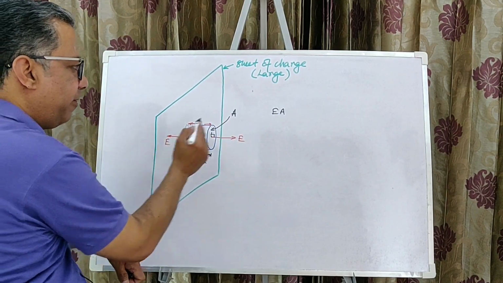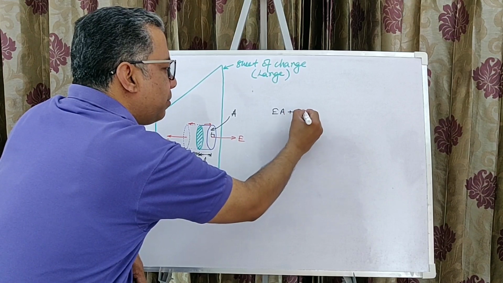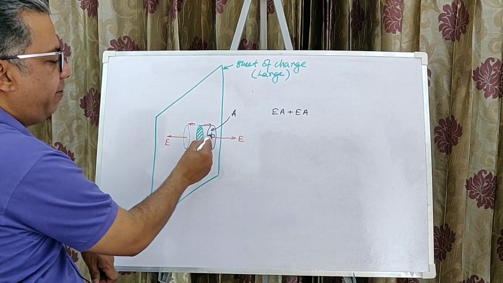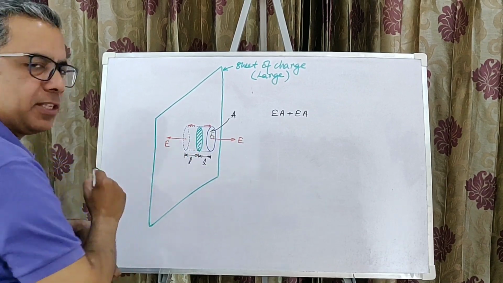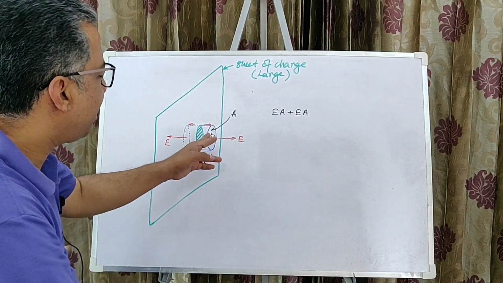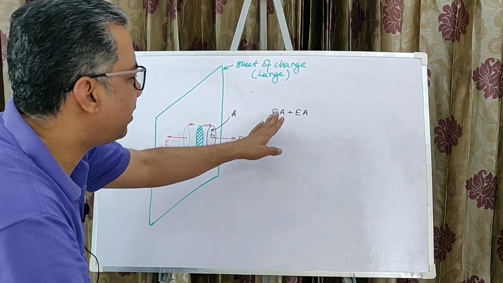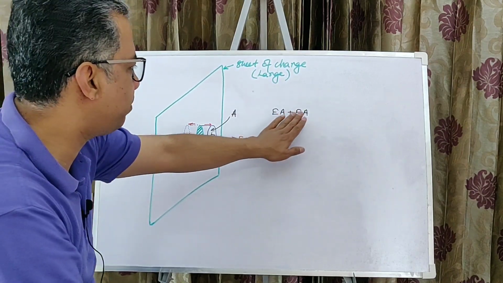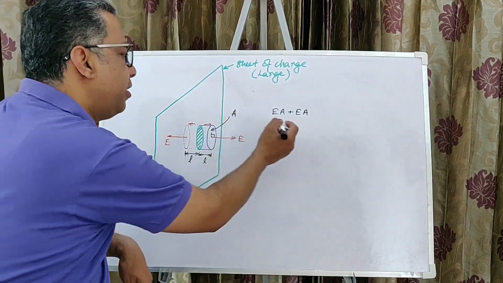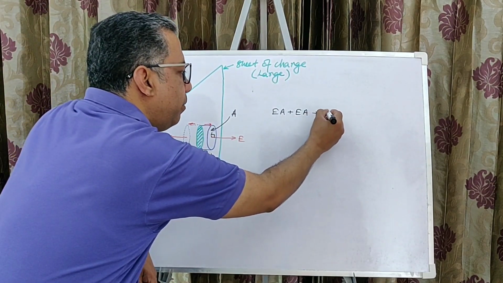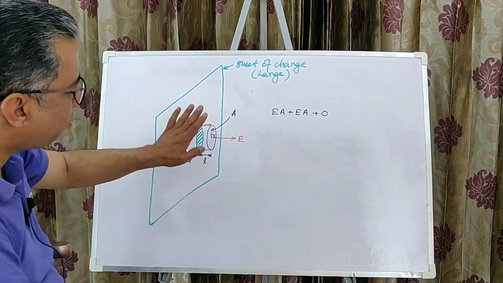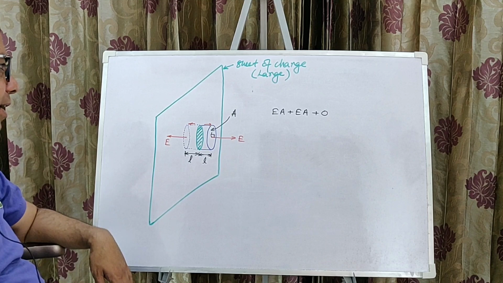The flux on this surface will also be E times A, and the flux will be positive on both surfaces because the electric field lines are coming outward from the surface. If you recall the previous video, we have already discussed that when electric field lines leave a surface, their flux is positive. So the flux is positive on both the flat surfaces. On the curved surface, the flux is 0, and this therefore gives us the total flux through this Gaussian cylinder.